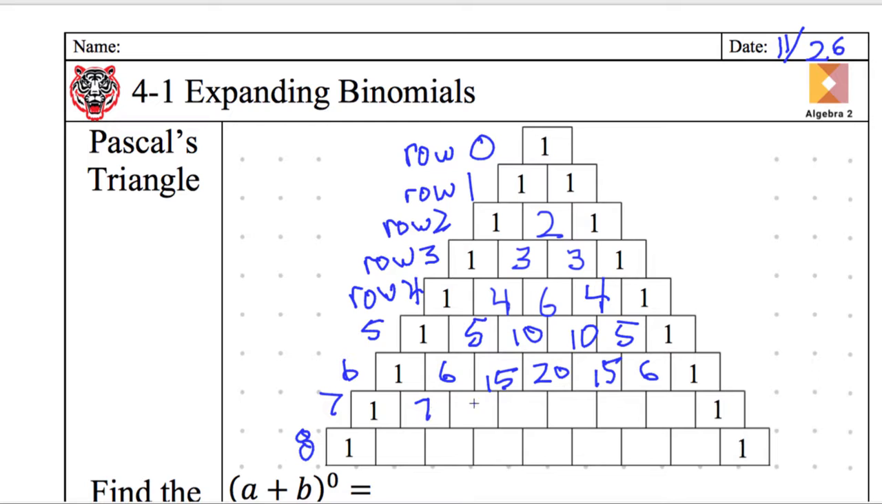So this is going to be 7, 21. I can do math. This is going to be 35, 35. It's going to be copying from 21 and then 7. And then finally 8. And then it's going to be 28. This is going to be 56. This is going to be 70. And then I just copy backwards. So 56, 28, 56, 28, and 8.